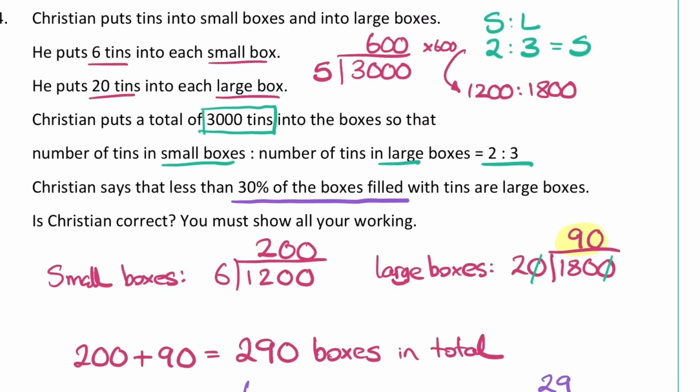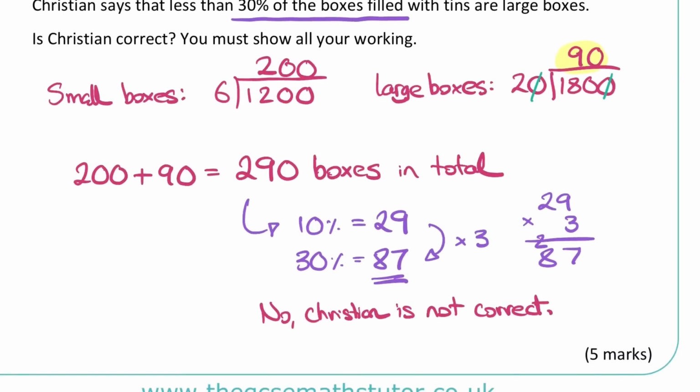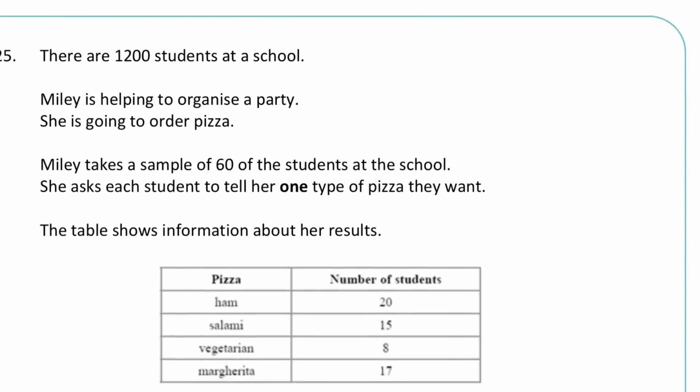That is a very tricky question, actually, because it wasn't just sharing in a ratio. It was then actually manipulating the ratio into boxes instead of tins. So that's quite a tricky one. Might be one that you want to watch again. But there we go. There is a tricky ratio question. Okay, on to our next one.